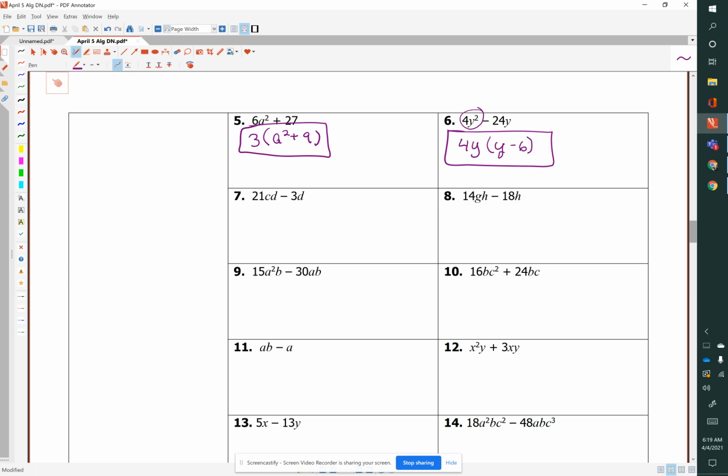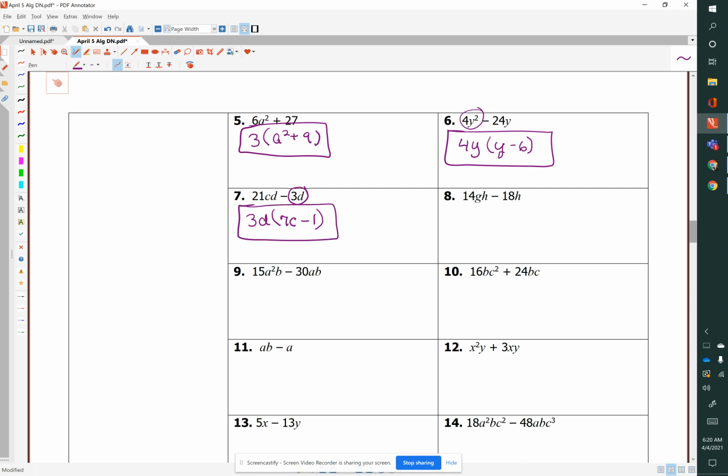So number 7, we're going to take 3 and d. So 21 divided by 3 is 7. And we have that c minus 1. If you pull out the entire term, you have to put a 1 there.